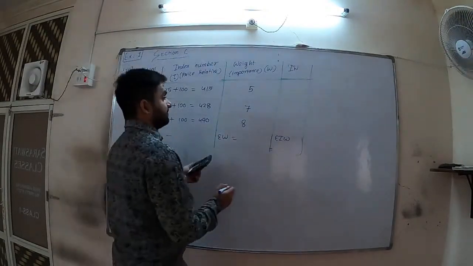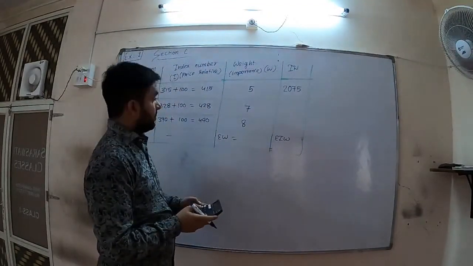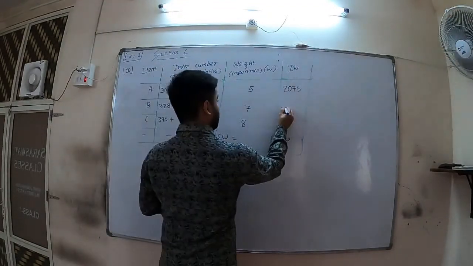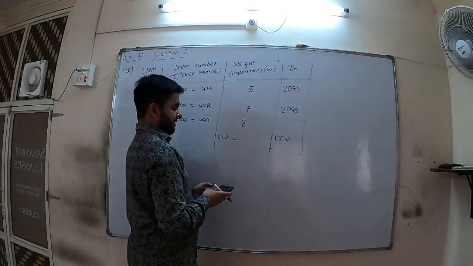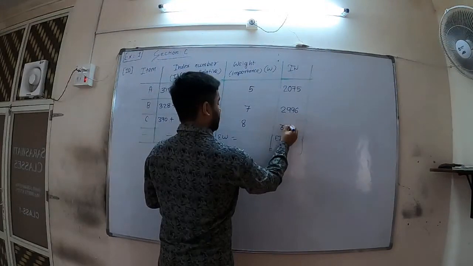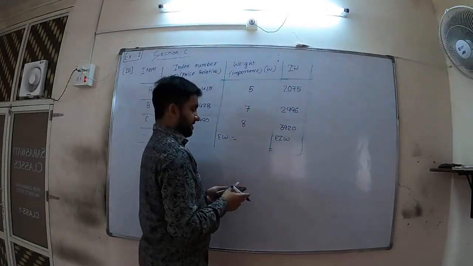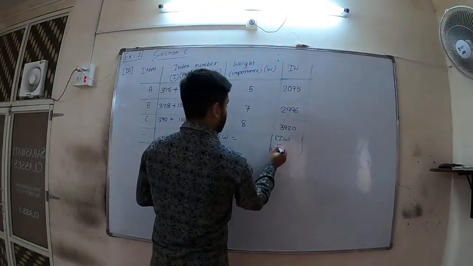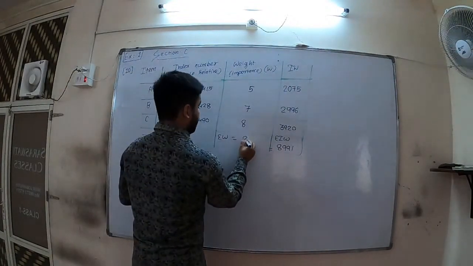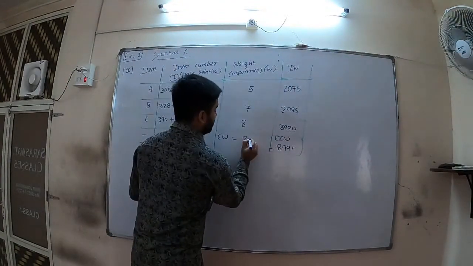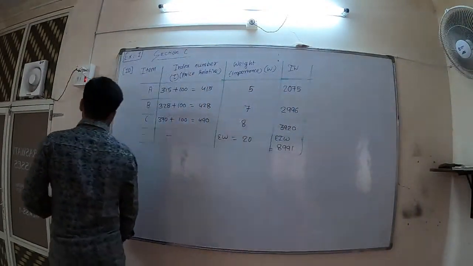415 multiply 5, 2075. 428 into 7, 2996. 490 into 8, 3920. 3920 plus 2996 plus 2075 is 8991. 5, 7 and 8 sum to 20. Now in the question they are writing the name general index number, but the method is the same.